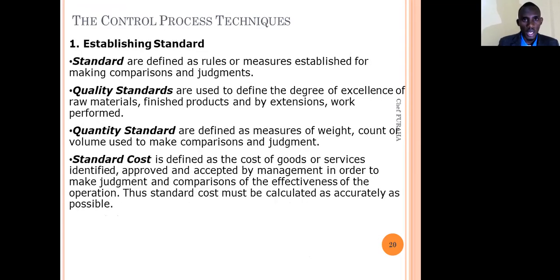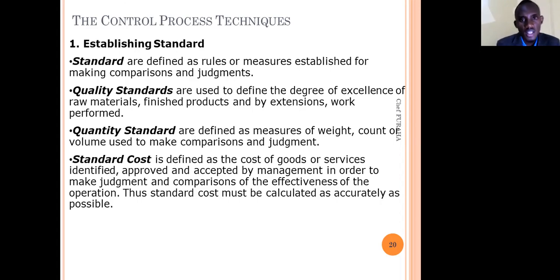Yeah, that is about the characteristics. Now, techniques. When you talk about techniques, these are methods of how we can ensure an effective control process. We must have standards and standard procedures regarding quality, regarding quantity, regarding cost.